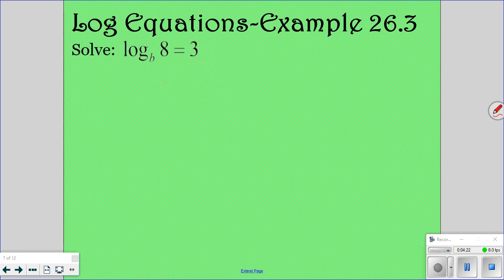So now we're going to practice solving some equations. When they're in log form, the first thing you want to do is put it in exponential form. So y'all try and put this one in exponential form by yourself real quick.